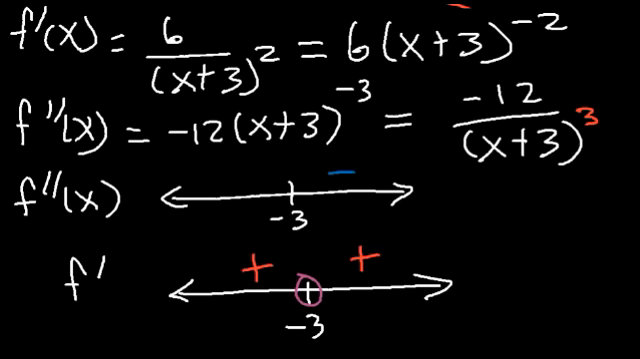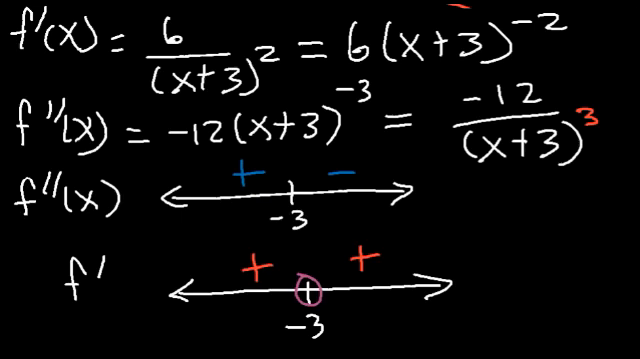Now what if we plug in a number less than -3? Let's say -4. -4 plus 3 is -1. And when you raise it to the third power, it's still -1. -12 divided by -1 is +12. So the second derivative is positive when x is less than -3.